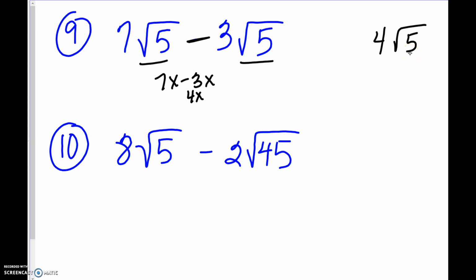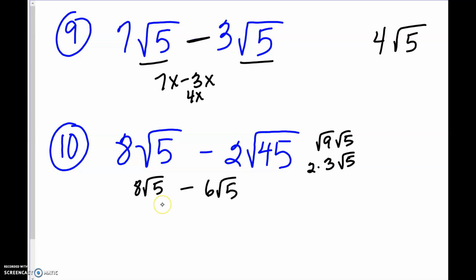All right, number 10. You cannot just combine these because we have a root 5 and a root 45. This does not simplify at all, so I'm just going to rewrite it. But this square root of 45 is the same thing as square root 9, square root 5. And the square root of 9 is 3. So we have 3 root 5 times this 2 in front. So this is minus, and 2 times 3 is 6 root 5. Now they're both root 5s, so 8 minus 6 is 2, and then leave your root 5. So this is 2 root 5.